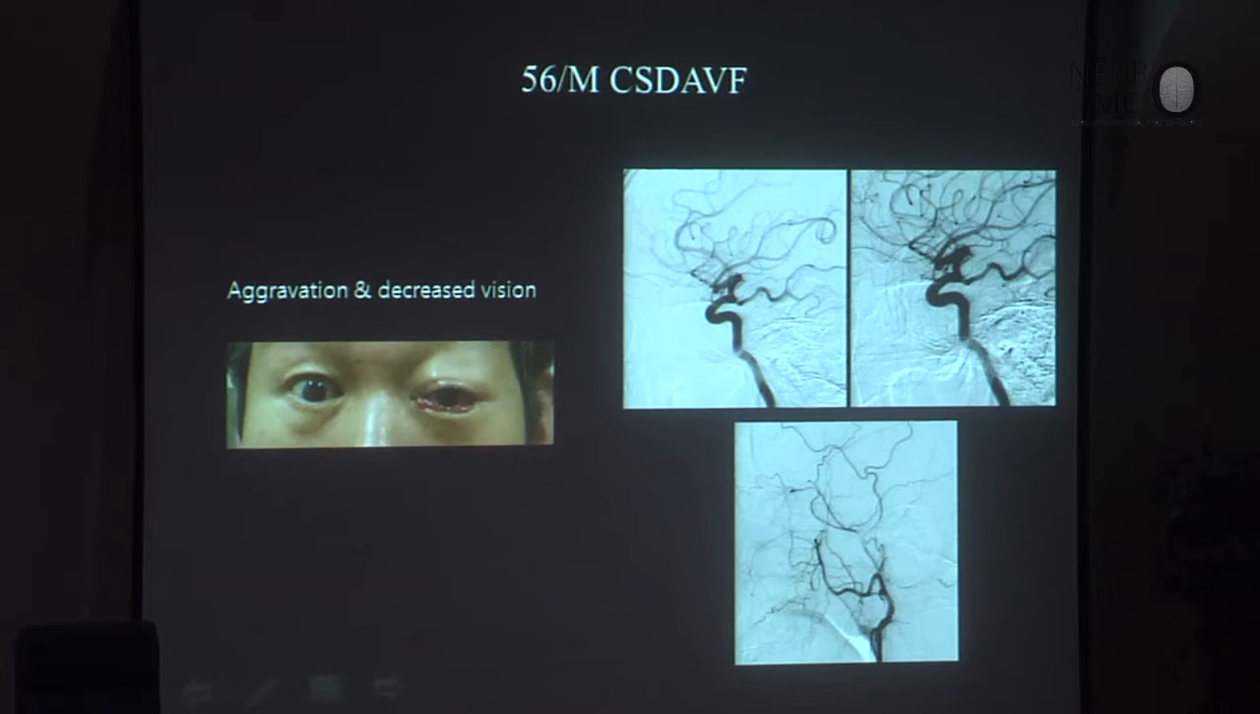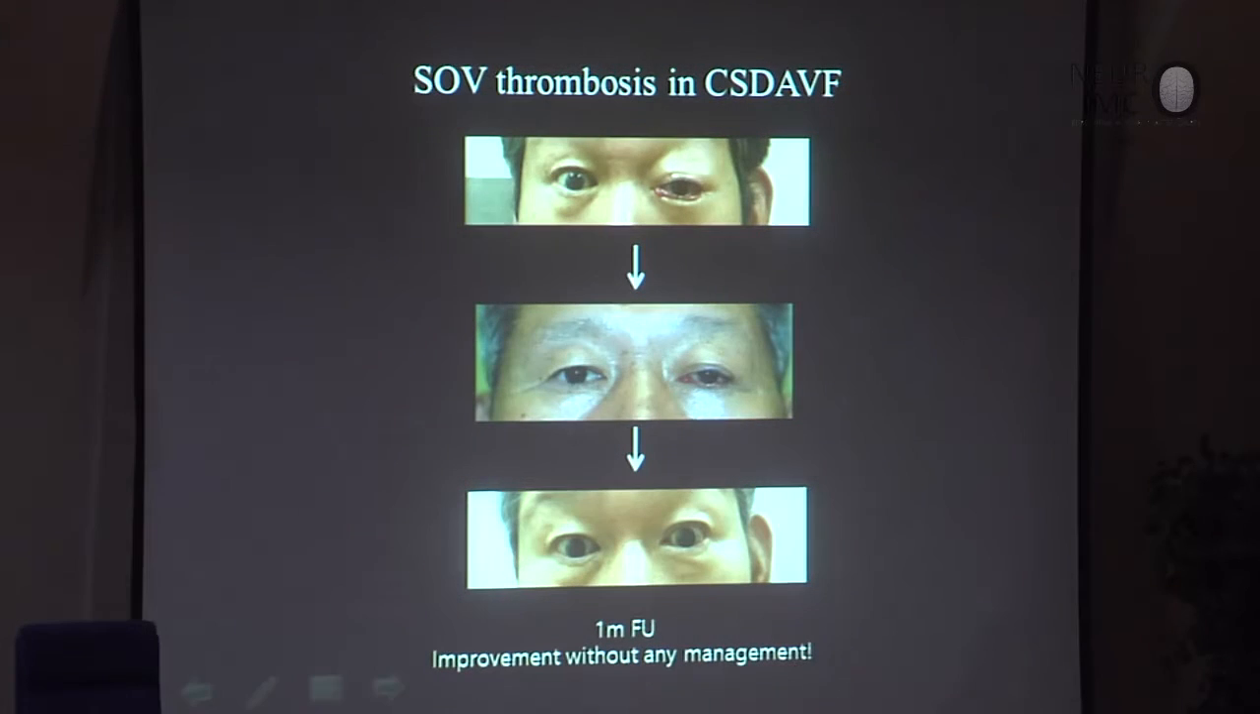There was non-filling of the superior ophthalmic vein. The ophthalmic artery comes from the external carotid artery. So we thought this is a typical presentation of superior ophthalmic vein thrombosis. And then we gave low molecular weight heparin and steroid, and managed the intraocular pressure, and the patient slowly returned to normal status, as we see, without any endovascular management.